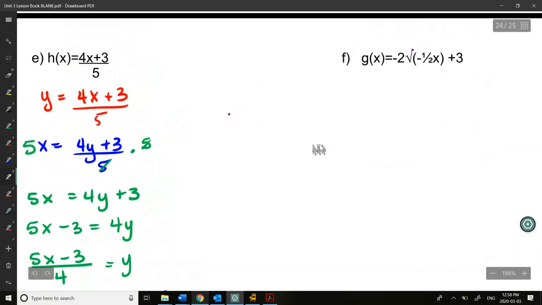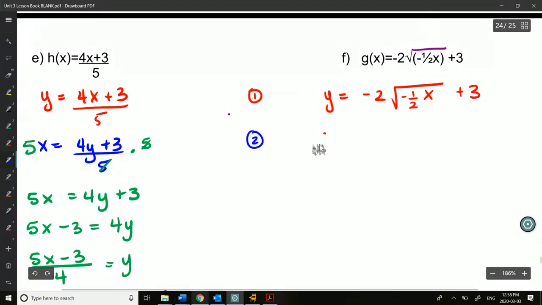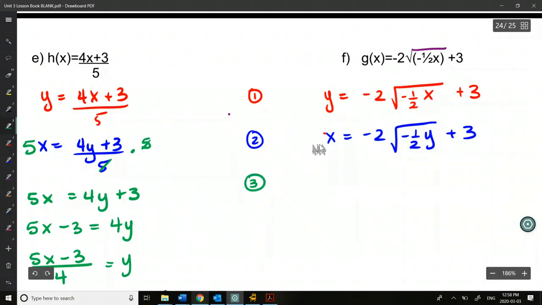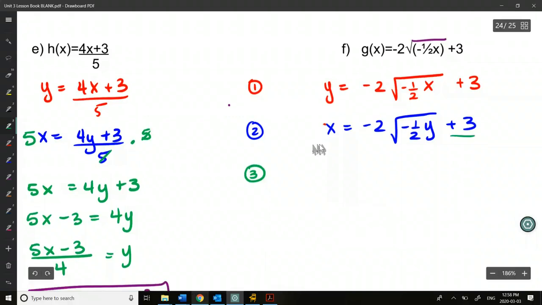All right, so the root here is just going to go over the -½ and the x. So let's just go through our process here. Replace g at x with y. Swap x's and y's. And then we're going to start to isolate for y. What's the first thing that I do here to isolate for y? Yes, we need to move the 3 first. It's going to become -3.